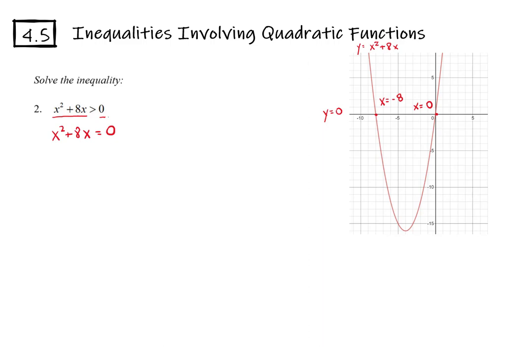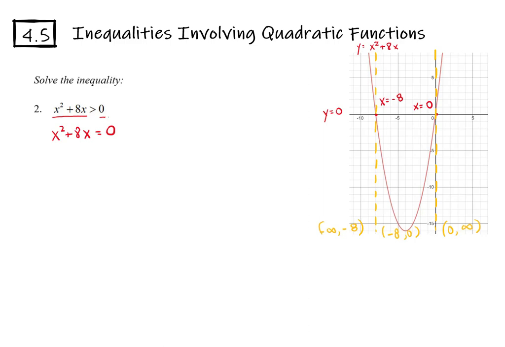The next thing I said was to imagine that we had regions delineated by these two x values, so that would actually break up our graph into 3 regions. And you can see those 3 regions here: negative infinity to negative 8, negative 8 to 0, and 0 to positive infinity. And the question is, which of these 3 regions, if any, satisfy the original inequality, which says x squared plus 8x is greater than 0.